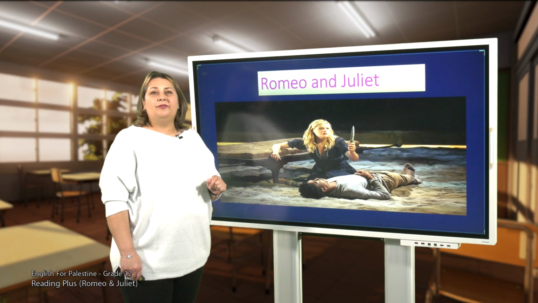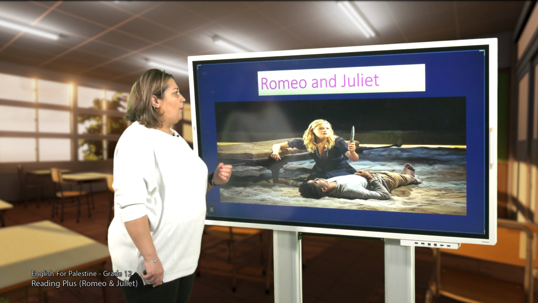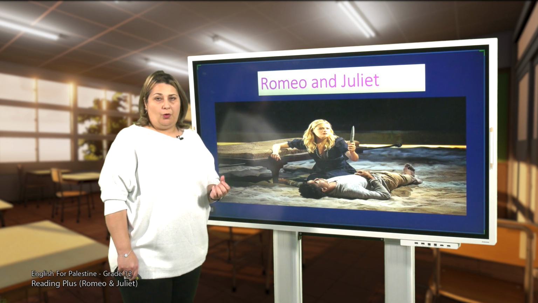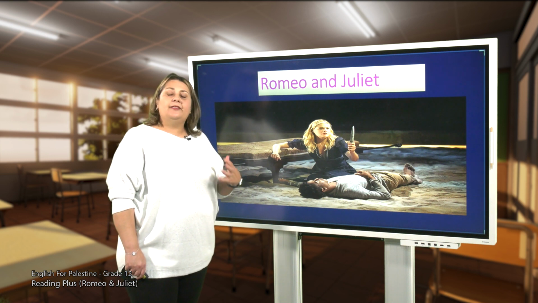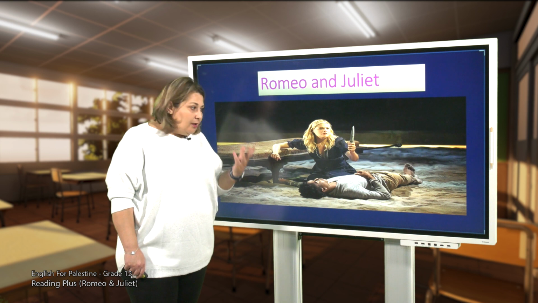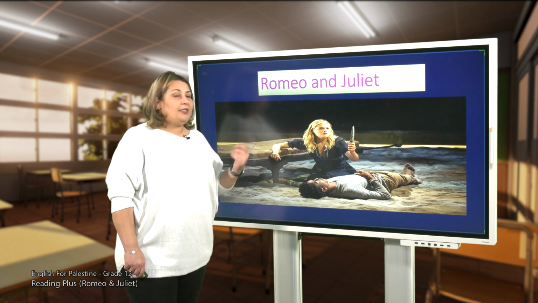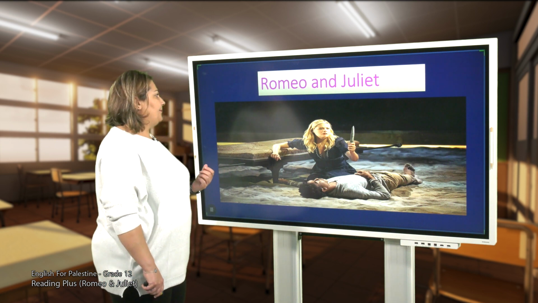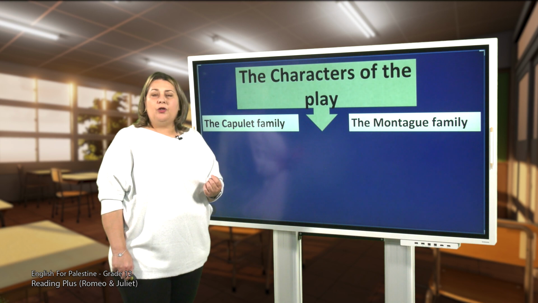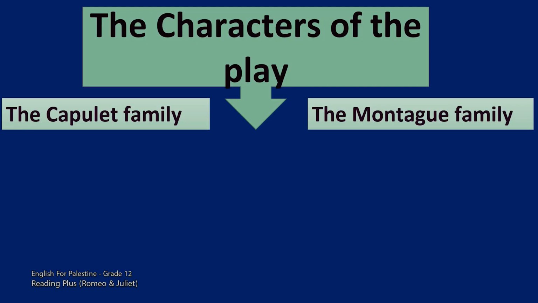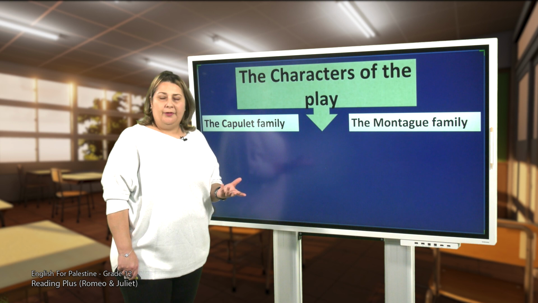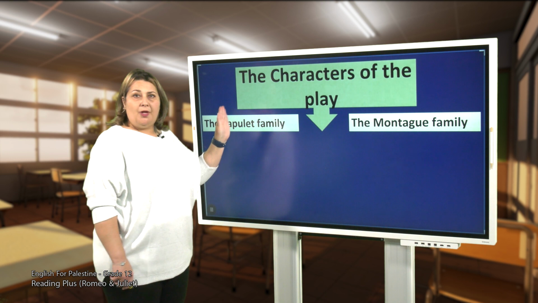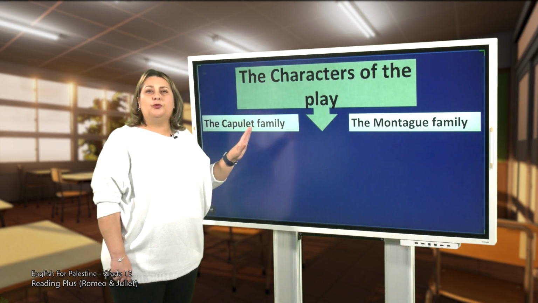Now, to the play itself, and the name of the play is Romeo and Juliet. It's a very famous play all over the world, and it has been translated into many different languages. Among them is Arabic. So let's see what the Romeo and Juliet play is about. First of all, we are going to learn about the characters of the play, the people in this play. These characters are divided into 2 groups.